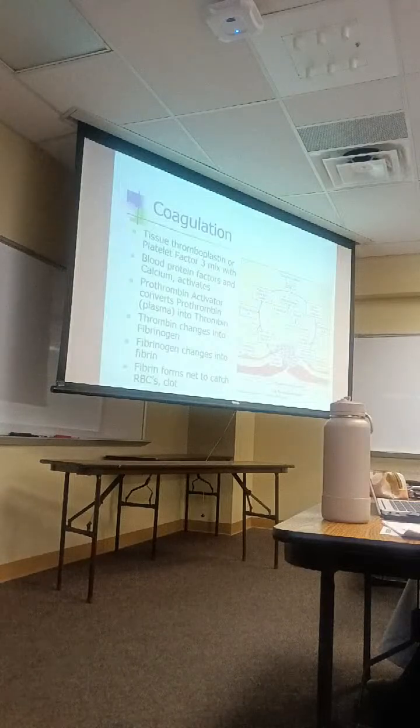And of course, if we remove the ogen, the safety form, from the fibrinogen, we end up with fibrin. And it's those fibrins, those little fibers that catch the red blood cells, catch the white blood cells, and so forth, forming that clot.